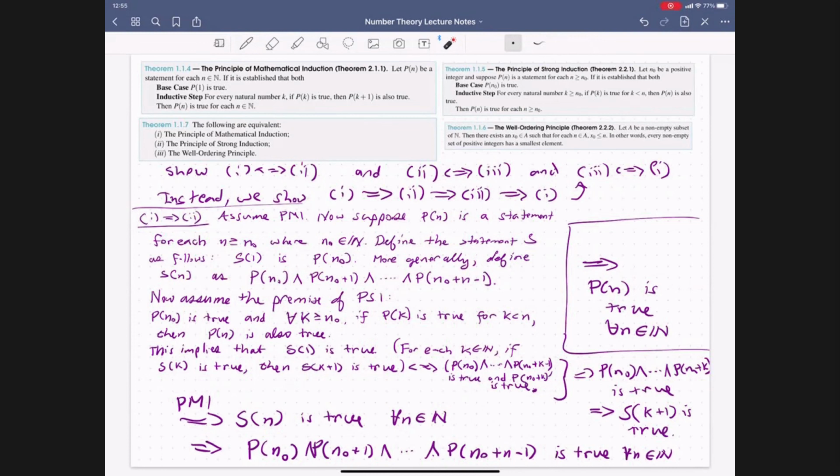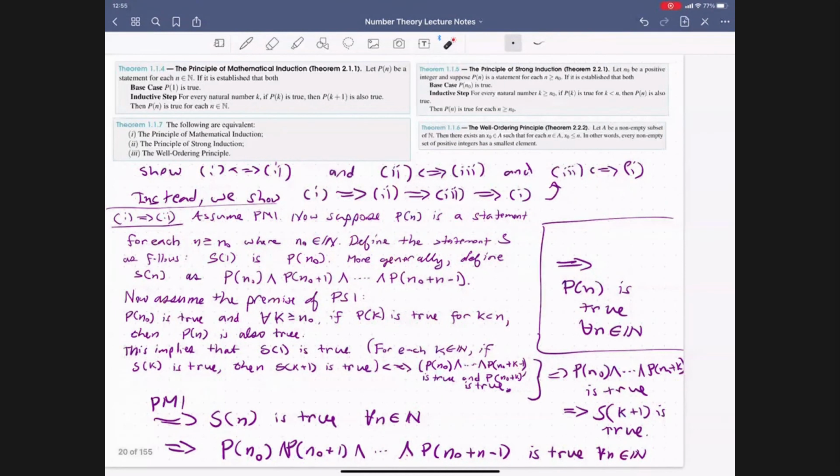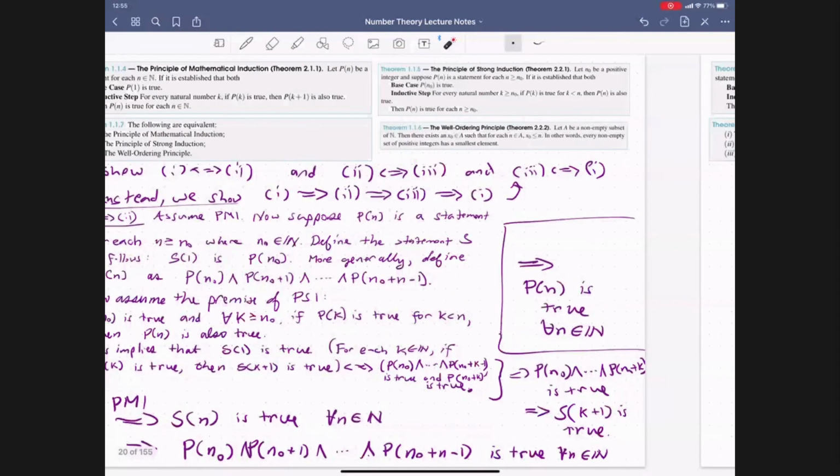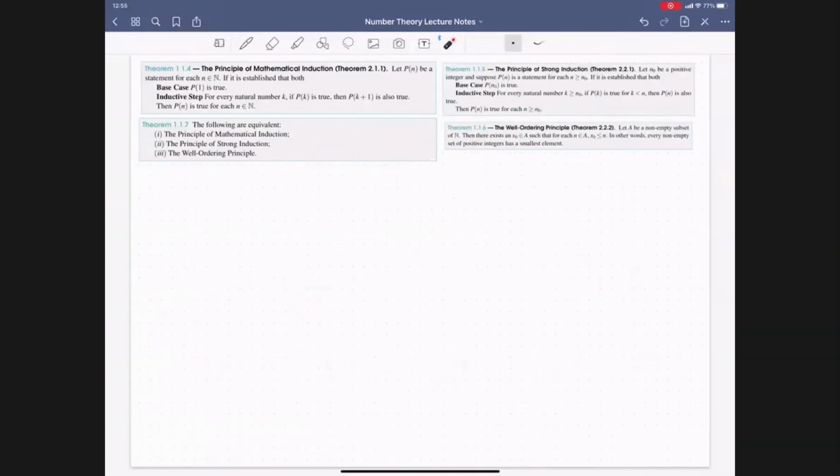So let's move on. So next, what we are going to do is show that the well-ordering principle implies the principle of mathematical induction. 2 implies 3. That is done in structures.